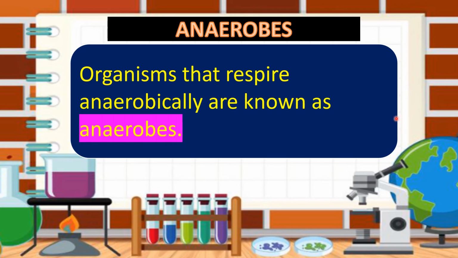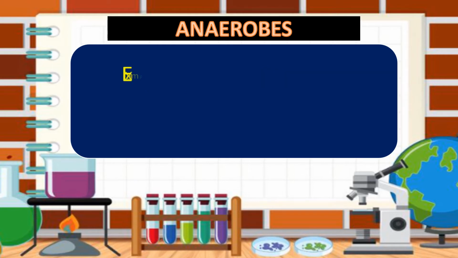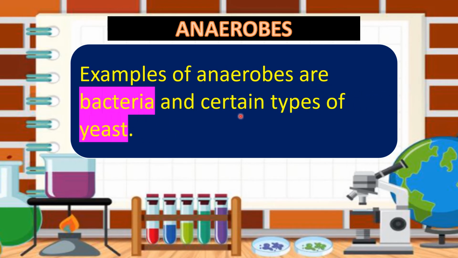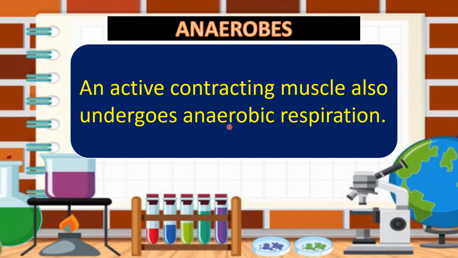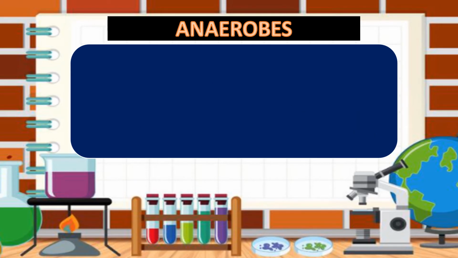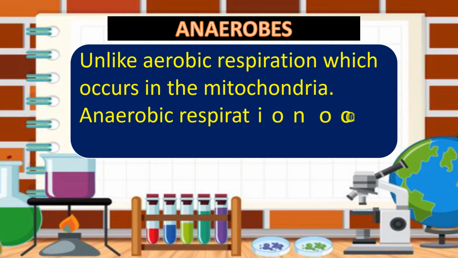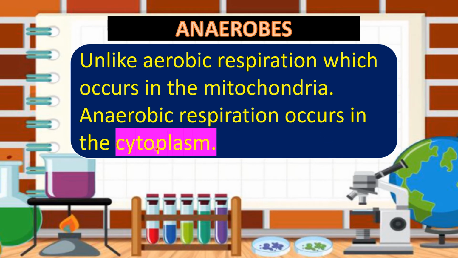Okay, so organisms that respire anaerobically are known as anaerobes. Examples of anaerobes are bacteria and certain types of yeast. Bacteria and yeast perform this kind of respiration. An active muscle also undergoes anaerobic respiration. Unlike aerobic respiration, which occurs in the mitochondria, anaerobic respiration occurs in the cytoplasm. We human beings also use anaerobic respiration in certain activities. You will know that later: what the effect will be if we use anaerobic respiration, and when and how it happens.